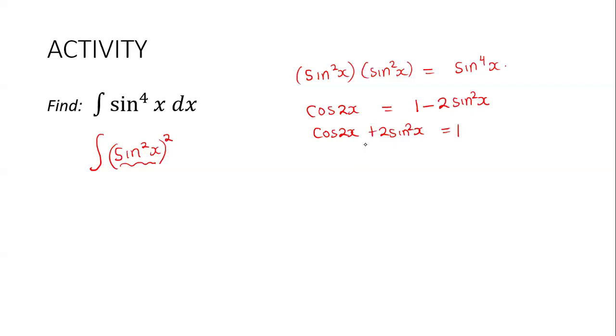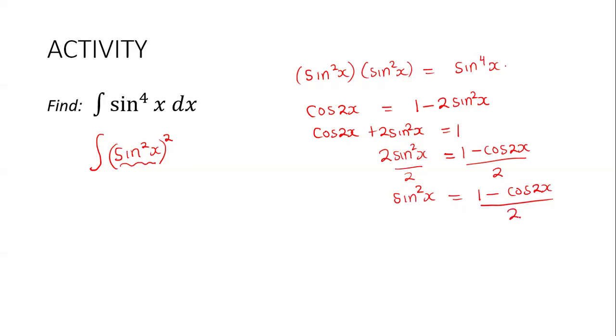Okay, now, since we want sine squared x, we shall now come and say 2 sine squared x will equal to 1 minus cos 2x. Now, what do we want? What we are interested in is us having these 2 go away. So we shall divide everything by 2, meaning that our sine squared x will equal to (1 minus cos 2x) divided by 2.